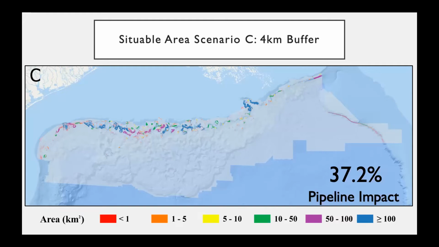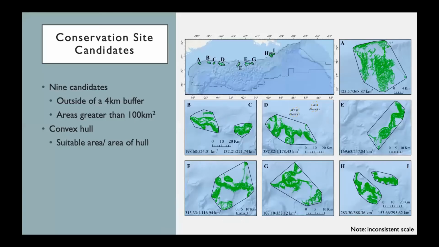But what's interesting about this is we were able to identify 9 areas that were still above the 100 kilometers squared area. And with this, we are proposing that these 9 sites be included in the Flower Garden Banks, or to be created as their own national marine sanctuary. Again, they are all outside of this 4 kilometer buffer, and they are all greater than 100 kilometers squared.